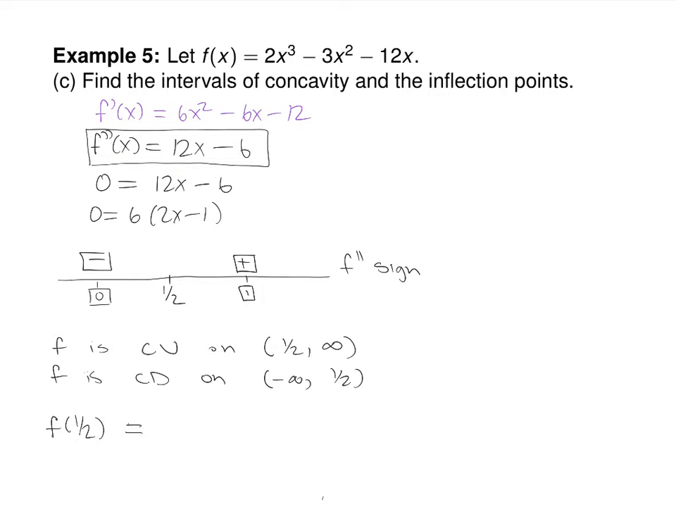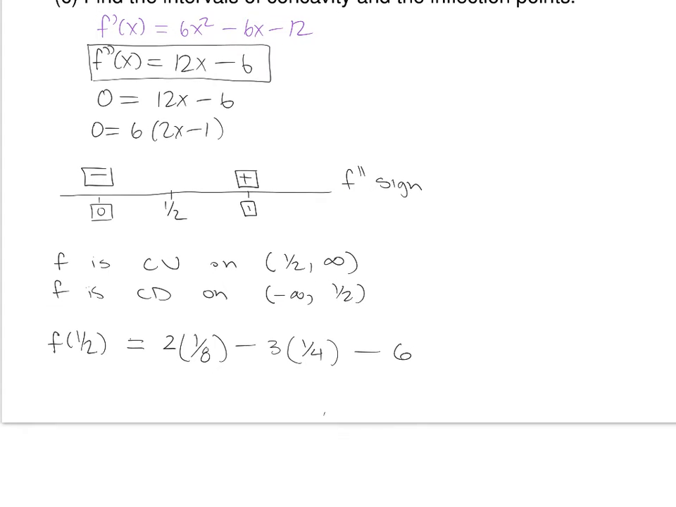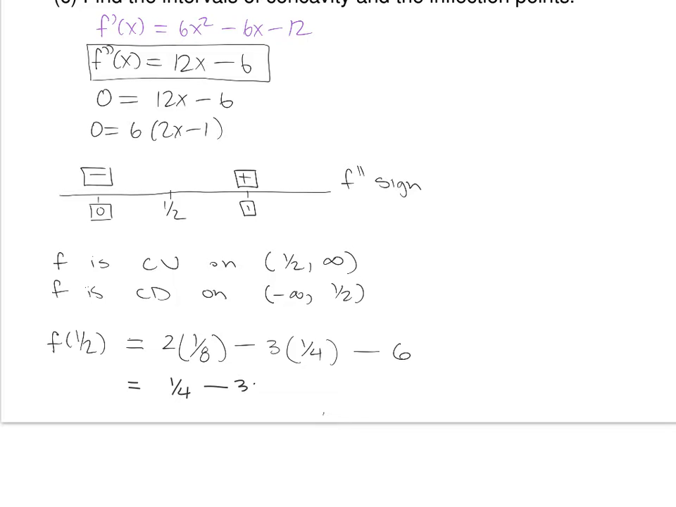And oh my God, plug in fractions. Oh goodness, what's 1/2 cubed? 1/8. What's 1/2 squared? 1/4. Minus 12 times 1/2 is going to give us 6. Okay, it's not that bad. So I think that's 1/4 minus 3/4 minus 6. You buy that? So negative 1/2 minus 6 is negative 6.5 or 13/2.